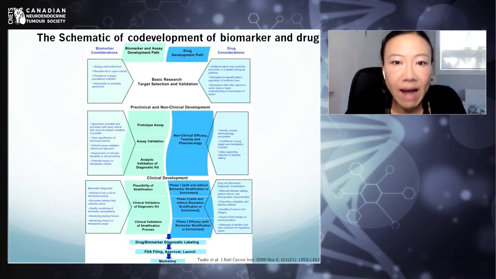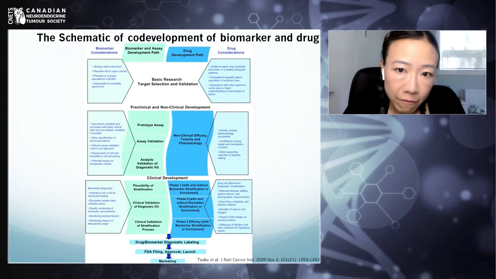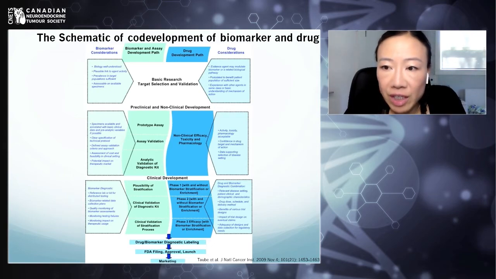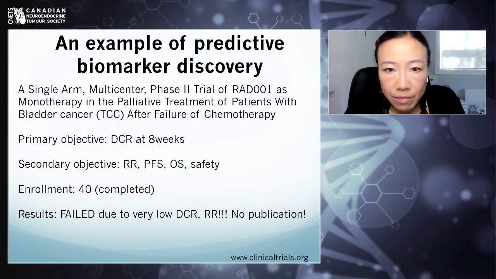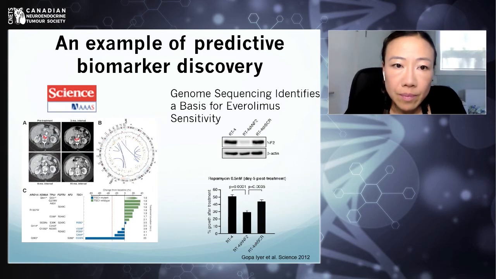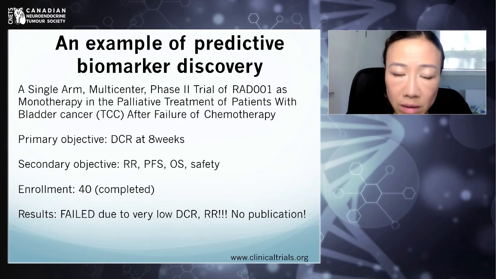Sometimes in oncology, we have a novel therapeutic and we just want to see if it's actually working for that population. And sometimes, lucky enough, we can actually identify a predictive biomarker. I want to show you an example of this. This is a phase 2 trial studying a new drug called RAT001 to see if it has any activity in patients with metastatic bladder cancer after failed prior chemotherapy.